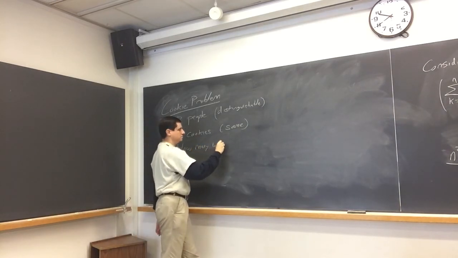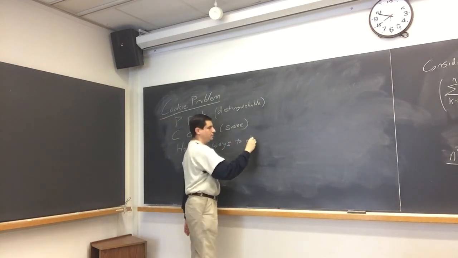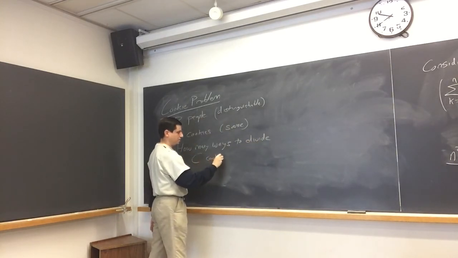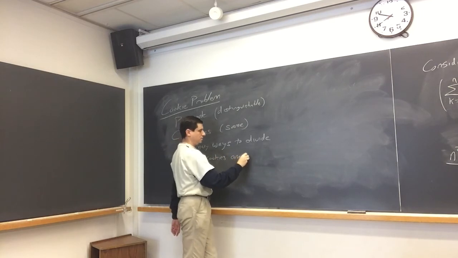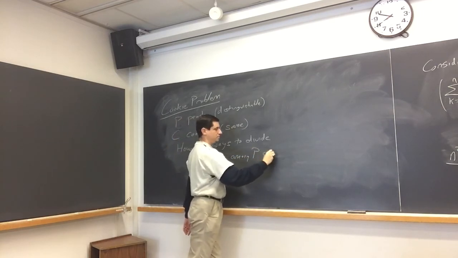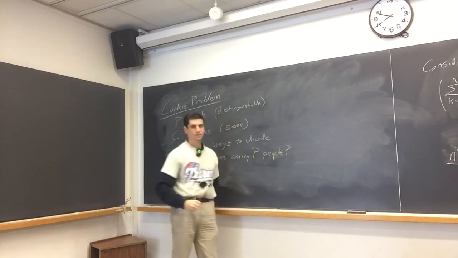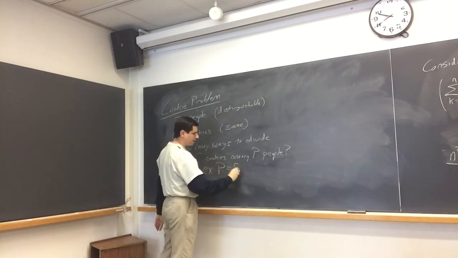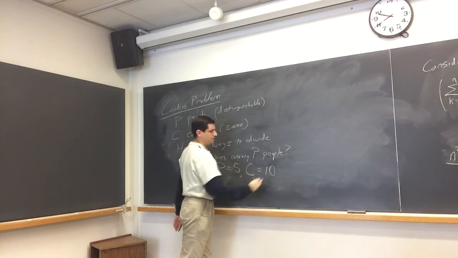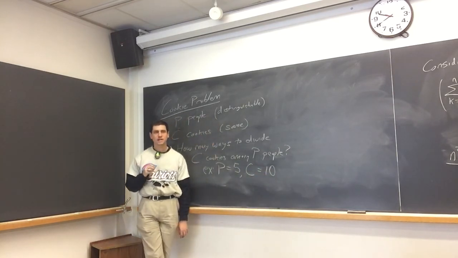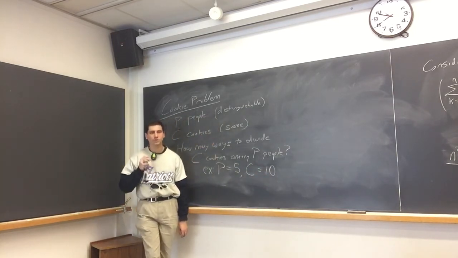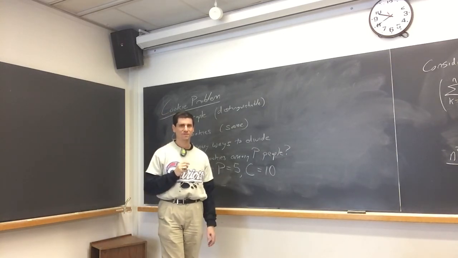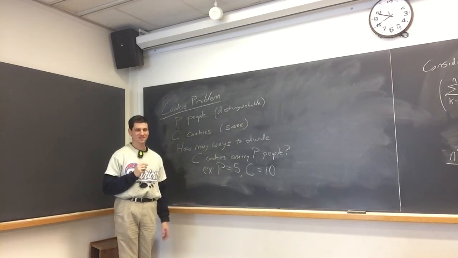how many ways to divide C cookies among P people? So for example, maybe P equals 5 and C equals 10. Can someone give me a bad way to attack this problem? I don't care how bad it is.